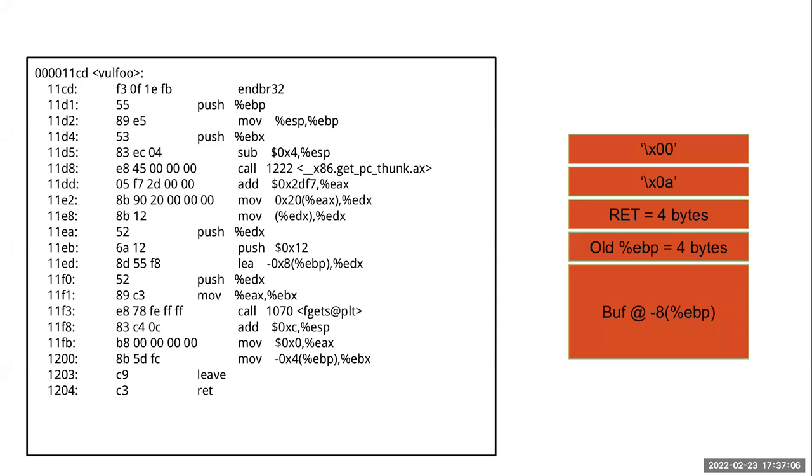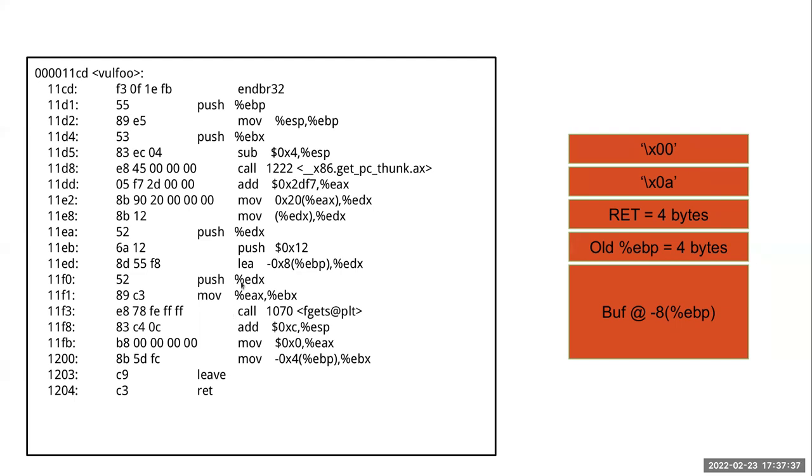So if we look at the disassembly of volfu, which I will just show you on site, we can do it on the server later. You can see this is the fgets function, and fgets has three arguments. The first argument is the one we care about. That's the location of the buffer, right? The location of the buffer, essentially the first argument, is pushed onto the stack last.